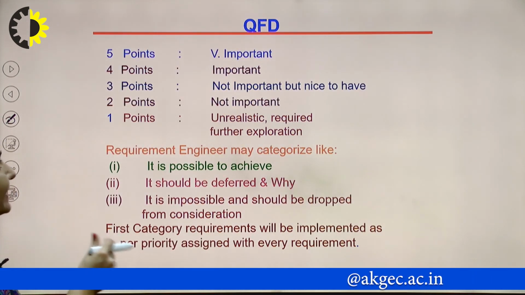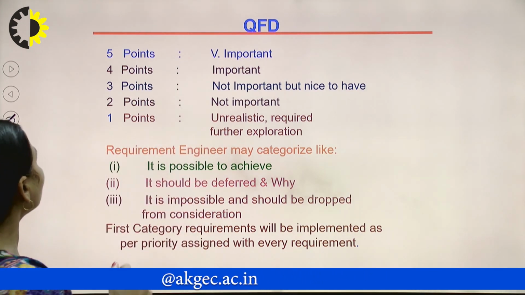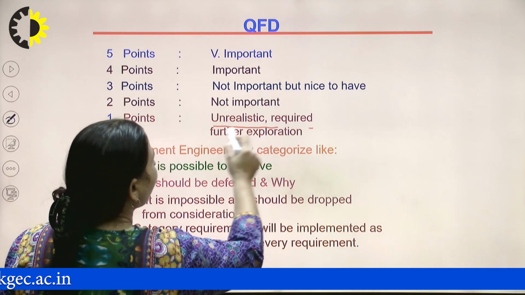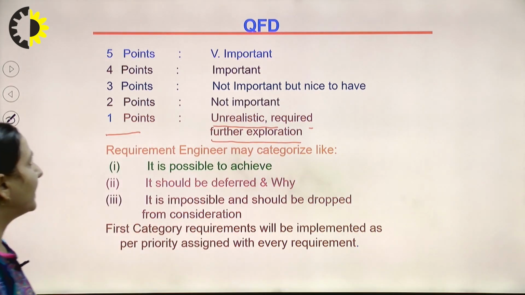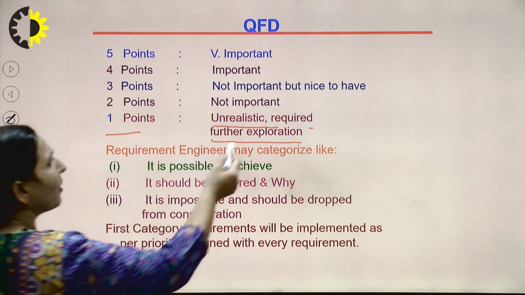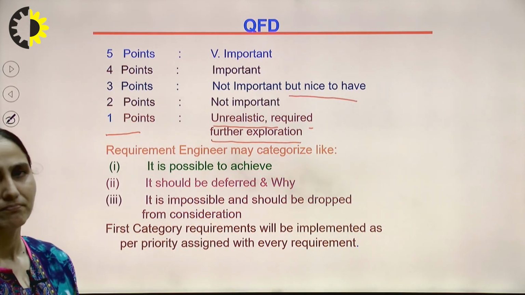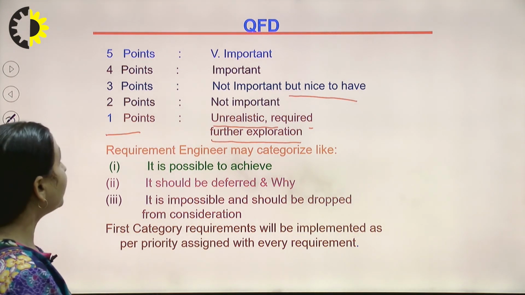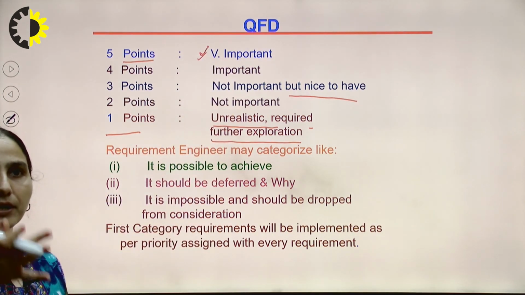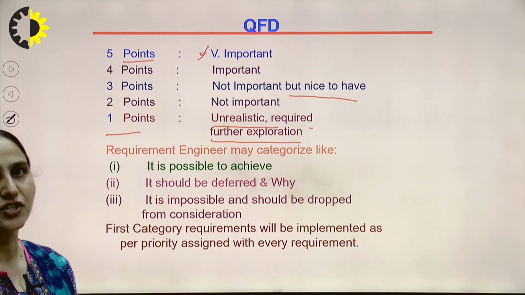Now, based on how important a particular requirement is, a basic scaling has been done, which scales from 1 to 5. If there is 1 point, we can say that it is an unrealistic requirement, or further exploration may be needed. 2 points means not very important. 3 points, not important, but nice to have, right? Then fourth is quite important. 5 points is very, very important, right? So it is a scaling of how important a particular requirement is. Based on that, a proper categorization has been done.